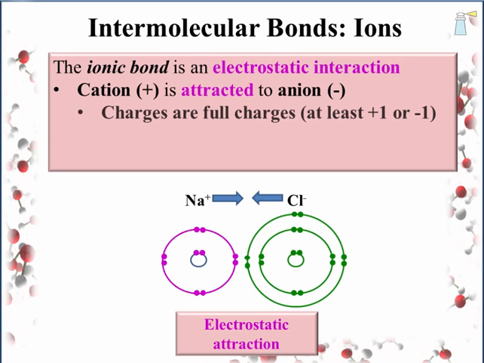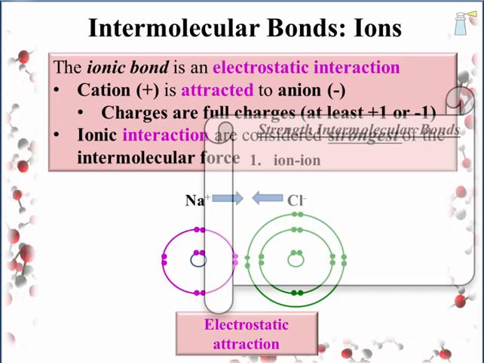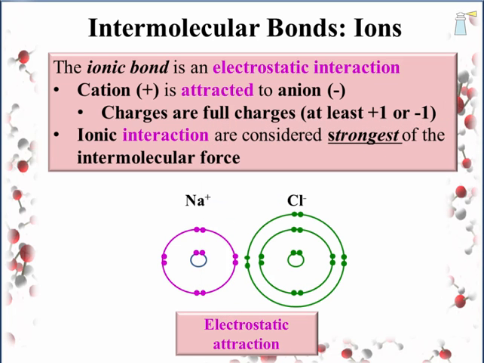The charges are full charges. That means that they are at least a +1 or a -1. These charges are much greater than the partial charges associated with polarity. Because of the size of their charge, ionic interactions are considered the strongest of the intermolecular forces. We will put them at the top of a list which ranks the strength of these forces. Not all ionic interactions have the same force.